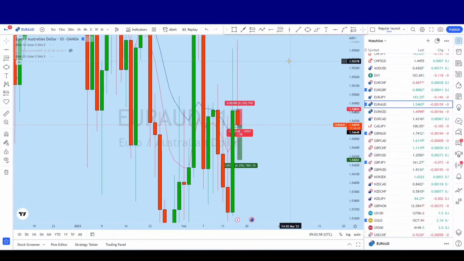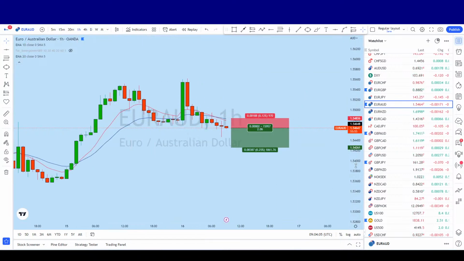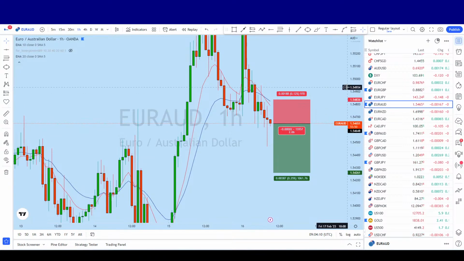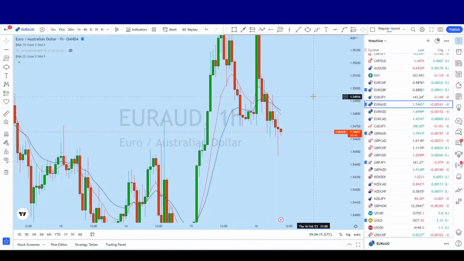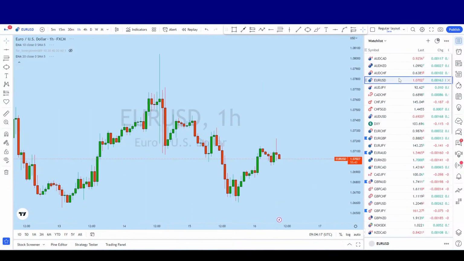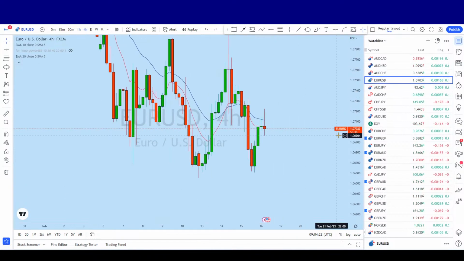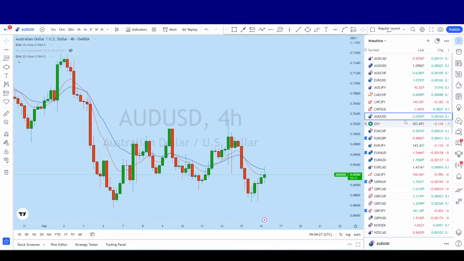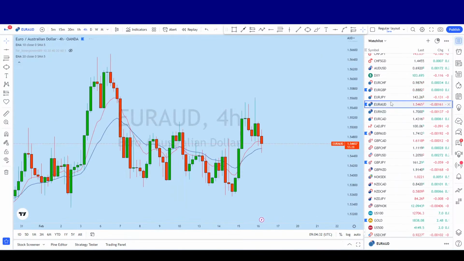So on the daily, it's a little bit risky, guys, on Euro AUD. You see there is a strong rejection. Leave it aside. Let me look at most of the pairs. I'll first create a short list and then we'll jump on whichever gives us an opportunity.